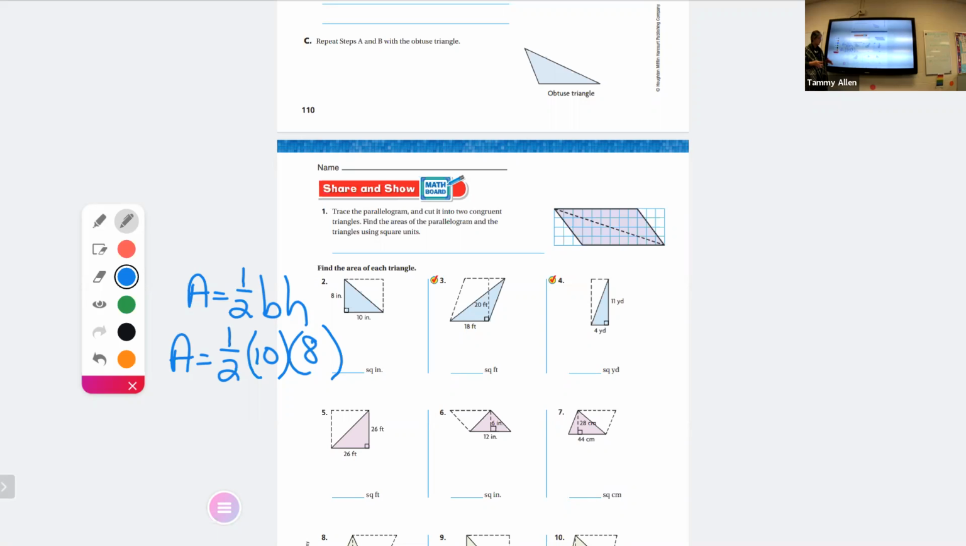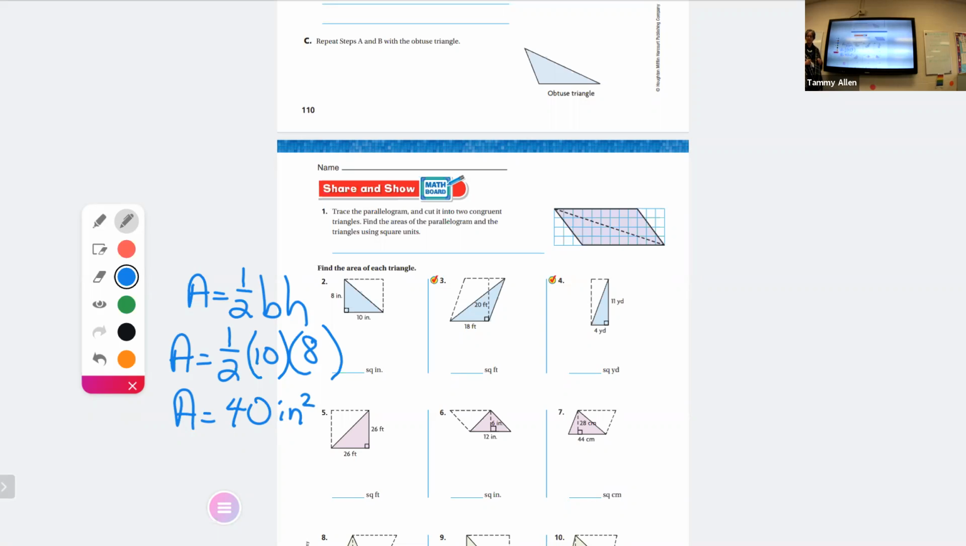I can do half of 10 is 5, and 5 times 8 is 40. I can do 10 times 8 is 80, and half of that is 40. I can do half of 8 is 4, and 4 times 10 is 40. The order and the grouping doesn't matter because I have the commutative and the associative property that I'm using, right? Any way you do it, you're still going to get 40 square inches.